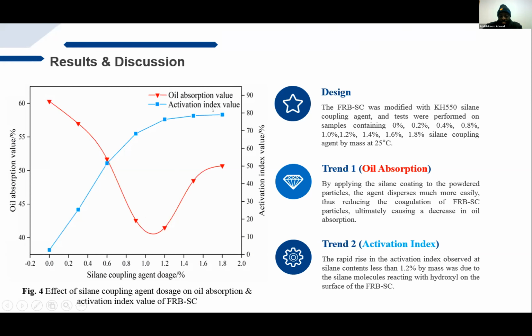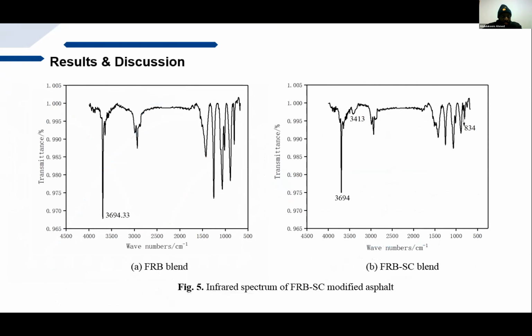Also, the activation index is the relationship between the polar and non-polar components of this material. And we noticed that it continually increased until it got to around the same amount here before the increase began to slowly become negligible. So the 1.2% was chosen as the optimum silane coupling agent for the surface modification of this research.